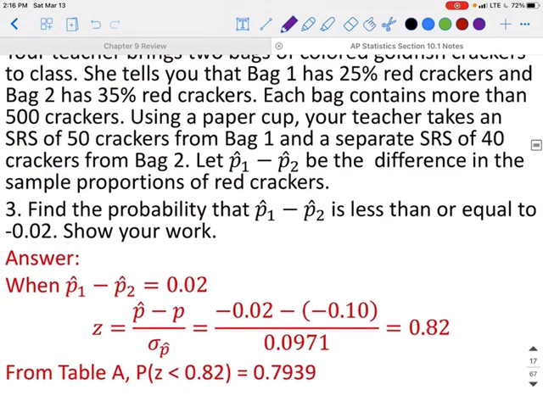Now, since we're finding the area to the left of this, because we're finding the probability that it is less than or equal to this, we're going to look on our table A. We're going to find the z-value of 0.82, and it's going to have an area to the left of that of 0.7939. So there's about a 79% chance that we get a difference of negative 0.02 or less.